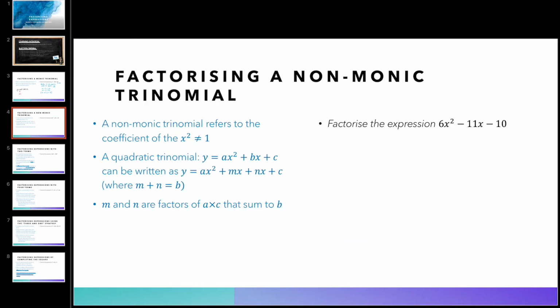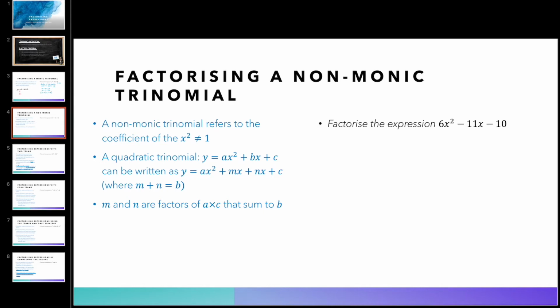Now we're going to be looking at factorising a non-monic trinomial. A non-monic trinomial is referring to the fact that the coefficient of the x squared term is no longer 1. Previously we looked at factorising a monic trinomial, when a was equal to 1. But this time we've introduced an element of difficulty in that the coefficient of the x squared term is no longer 1.